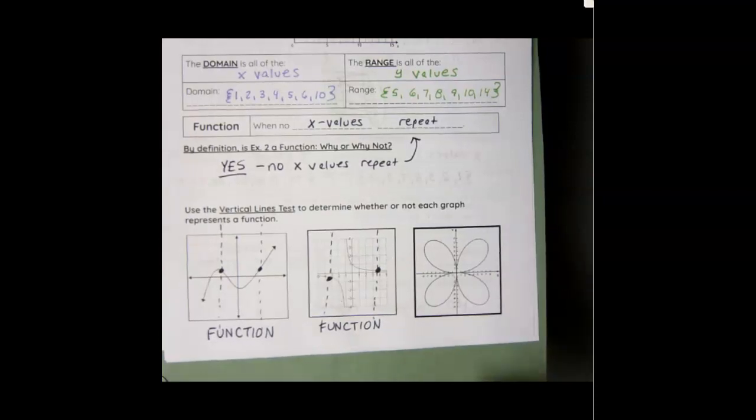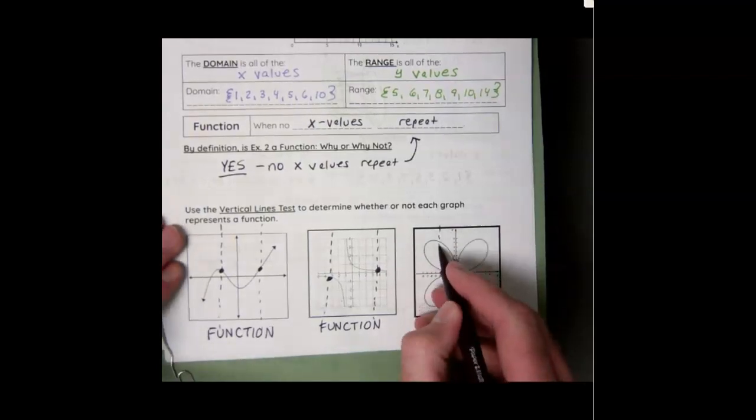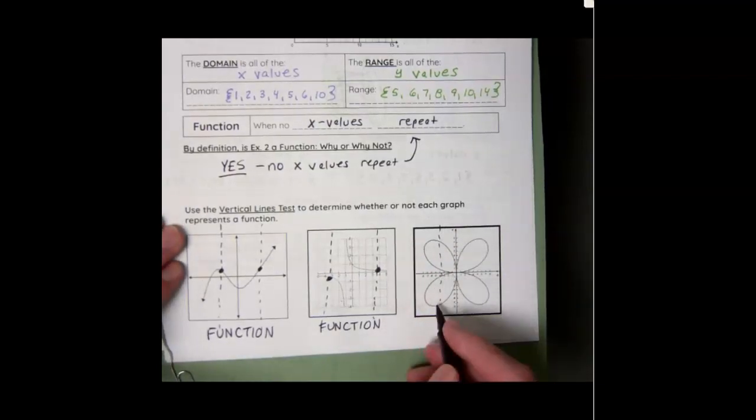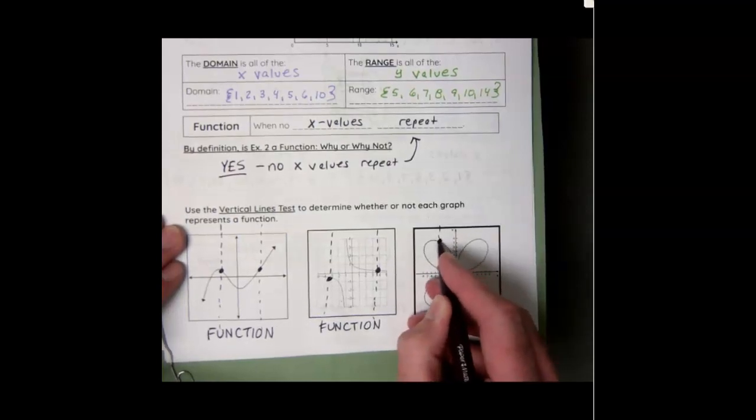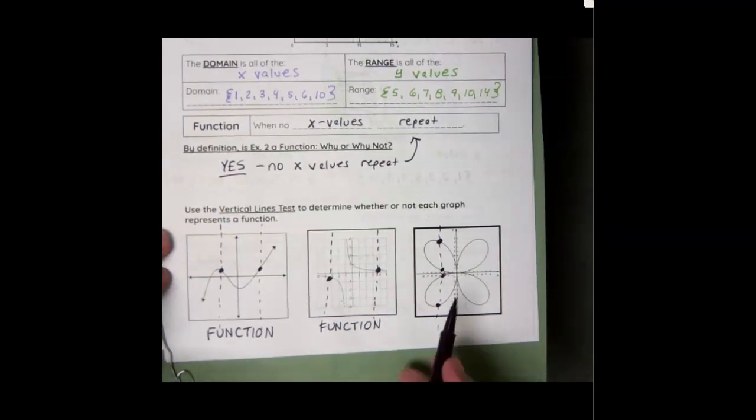Finally, number 3. If we did our paperclip on this example, as you can see, the vertical line touches the graph multiple times the whole way. So right here, it touches it like 4 times. That is not good. So because it touches it more than once, it is not a function.